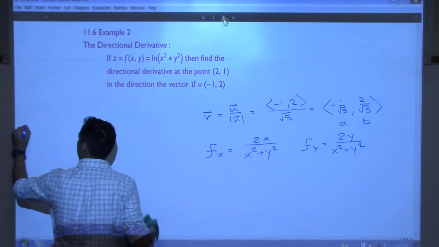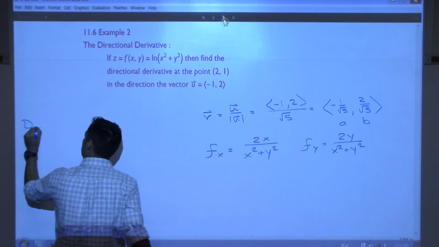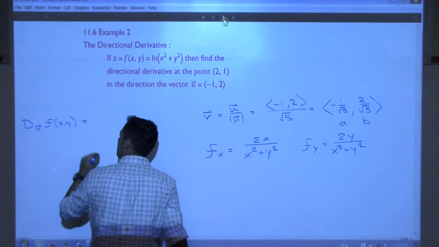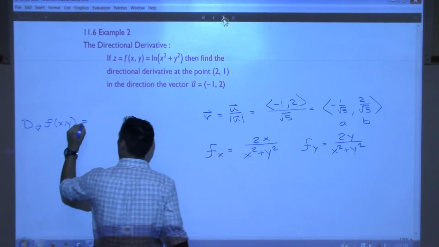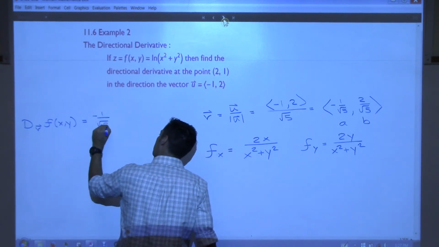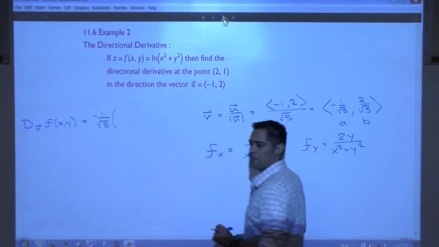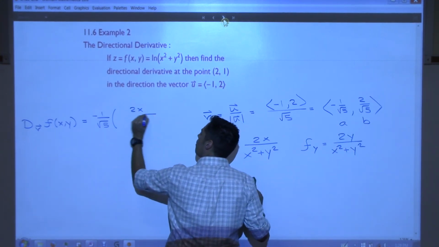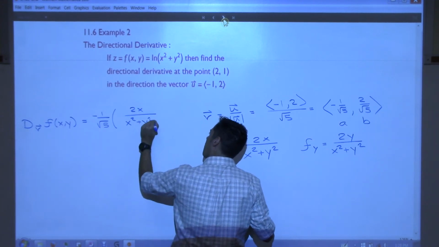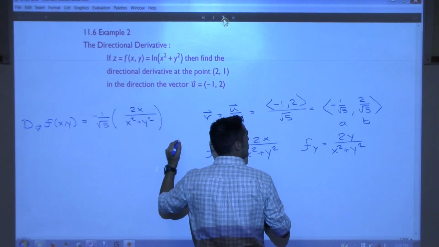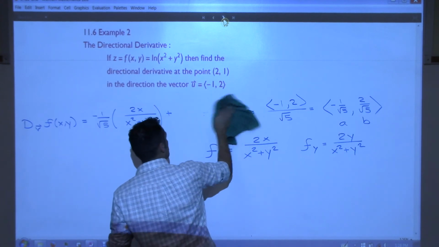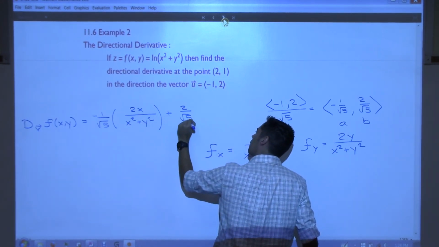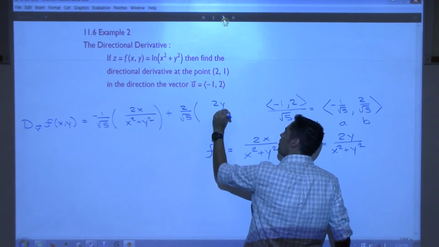The directional derivative in the direction of v of the function at some point (x, y) should be a, right? So negative 1 over root 5 times the partial with respect to x, which is 2x over x squared plus y squared, and then plus b, which is 2 over root 5, and then the partial of f with respect to y.